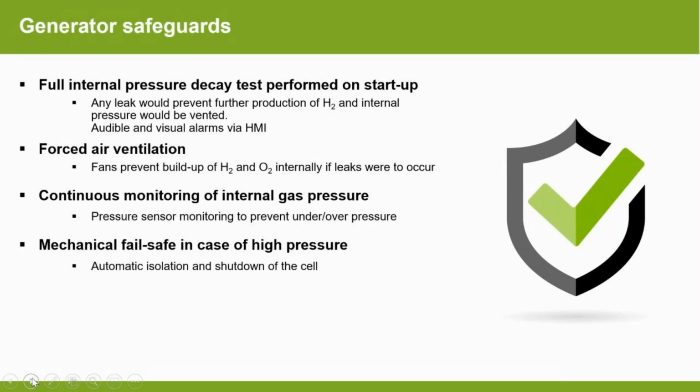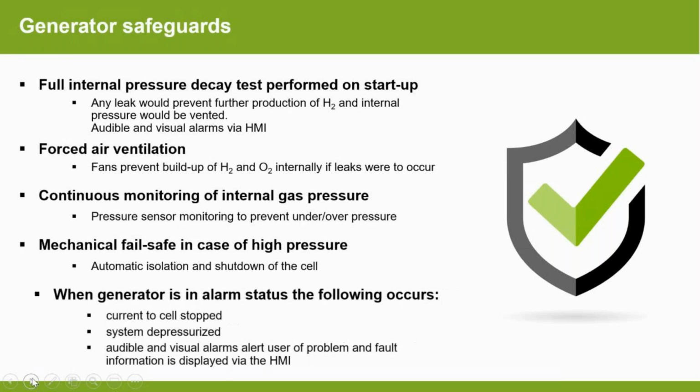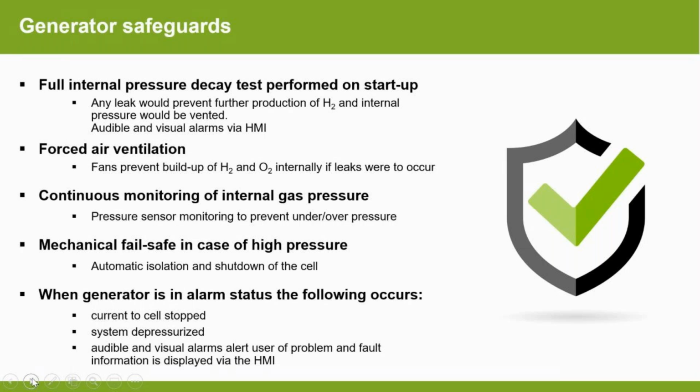Now, there's not only, of course, a potential risk of leaks, but if there was some other failure within the system, it's possible that the pressure within the generator could become too high. So again, we have fail-safes in place to prevent internal pressure rising too much. And we would shut down supply of electricity to the cell in this case. And so if there is an alarm, we will stop supply of electricity to the cell to prevent any more hydrogen being produced. We will depressurize the system. And again, when we talk about depressurizing, it's a small volume of gas, just 300 cc's or less. And again, there'll be an alarm that will let you know that there's a problem.